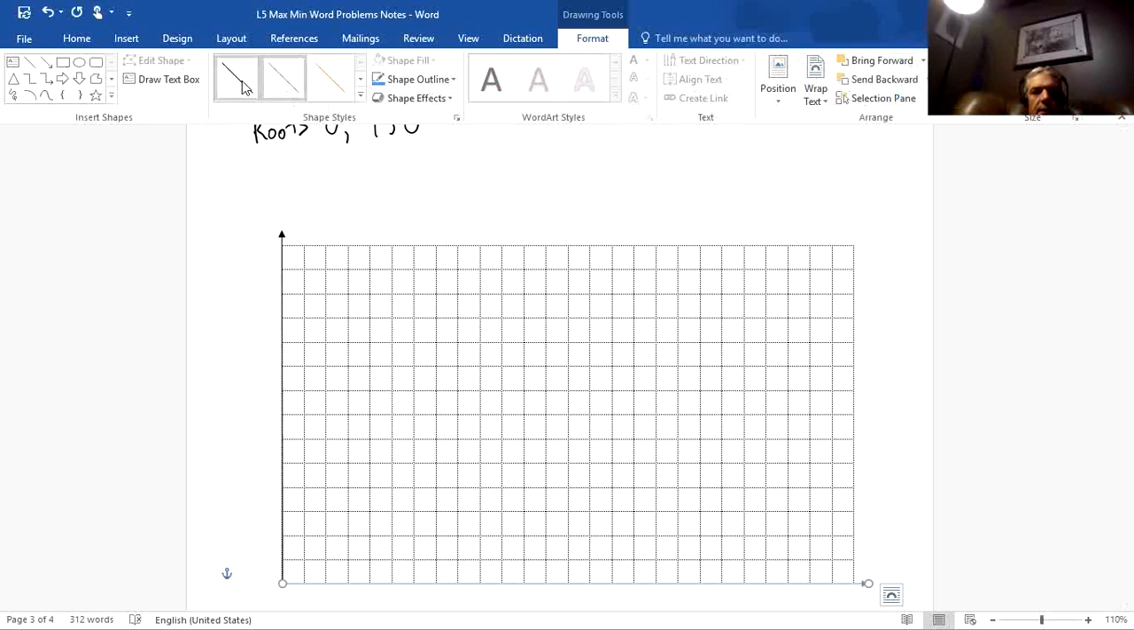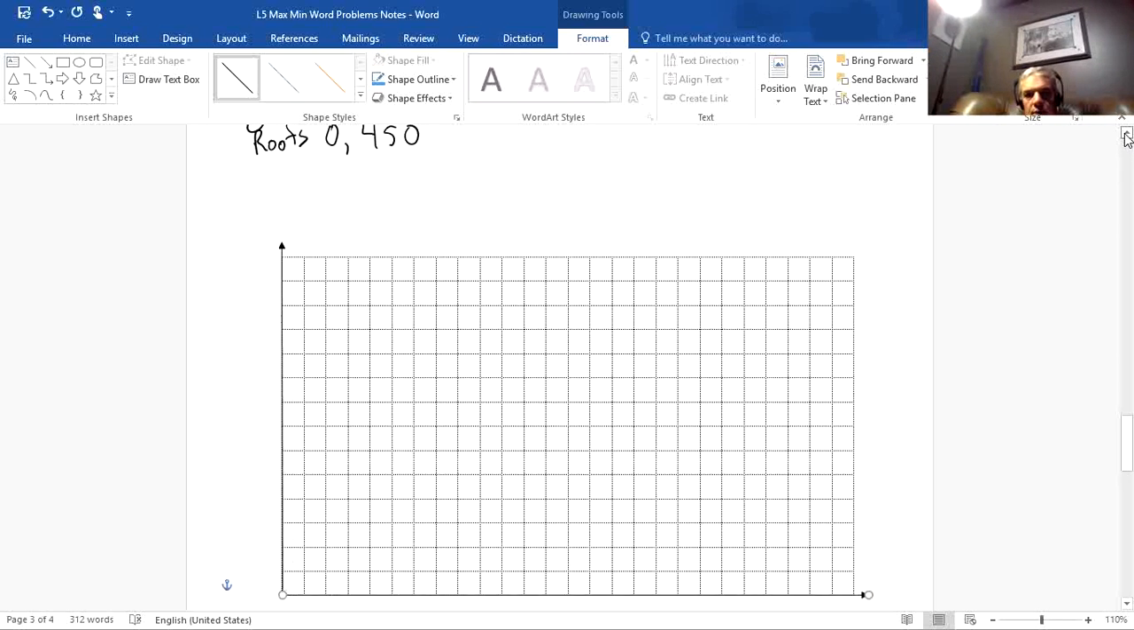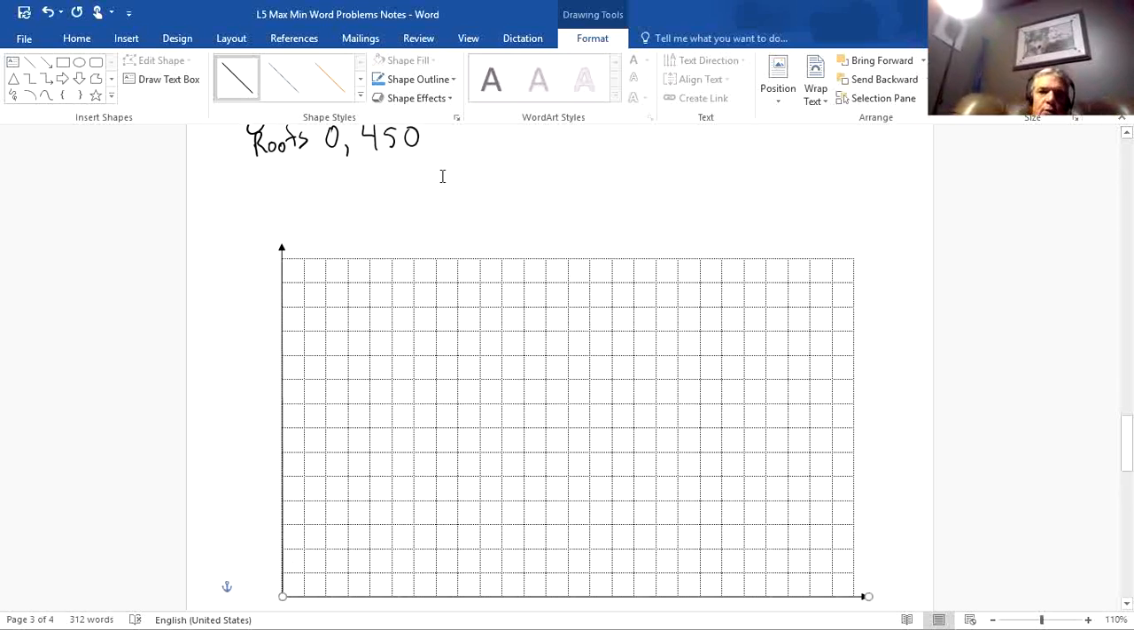And there comes my black line. That's good enough for me, right? Gets my X and Y axis. And usually when we're doing a graph like this on a trajectory, almost always it's going to start from 0, 0. I don't usually give you a question that's not going to start there. So one of the roots is going to be 0 and the other root is going to be some number.